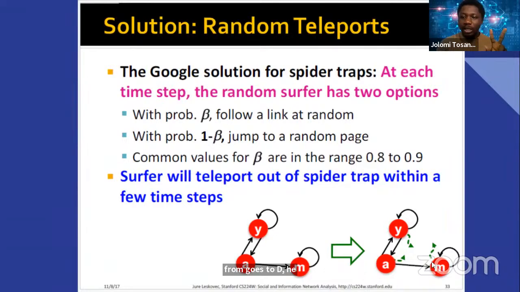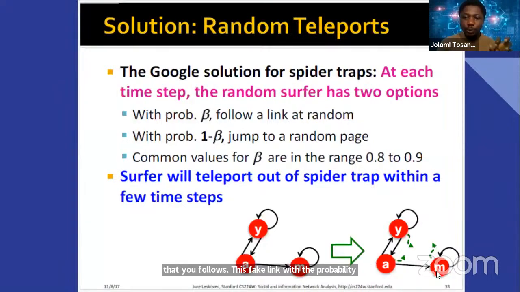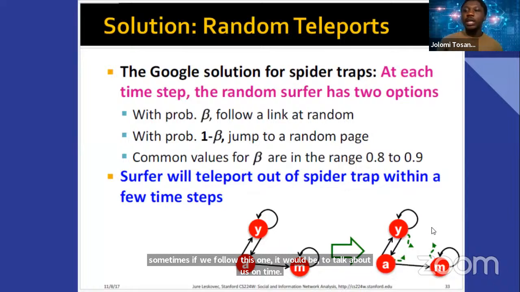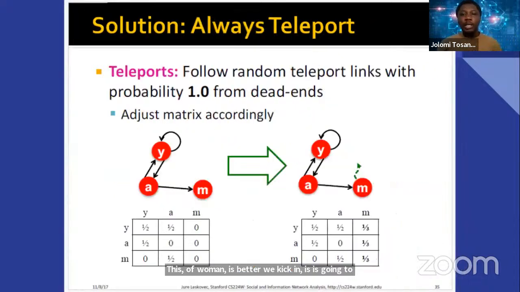We are going to create a fake link from M to maybe jump to Y or to A, even though that link does not exist. So the random surfer has two options in this spider trap. Either it follows this fake link with the probability of 1 minus beta, or it follows this one with the probability of beta. Sometimes it will follow this one and be stuck, but after some time the probability of 1 minus beta will kick in and it is going to shoot out from this spider trap. So that was basically Google's solution to the spider trap.